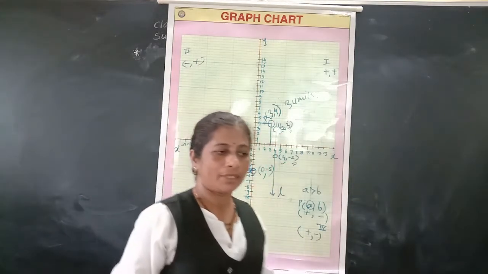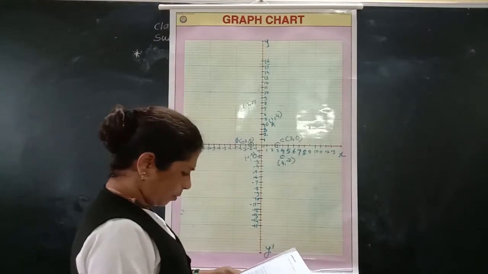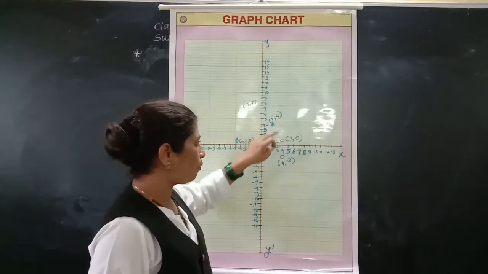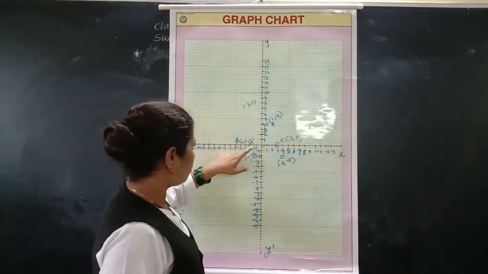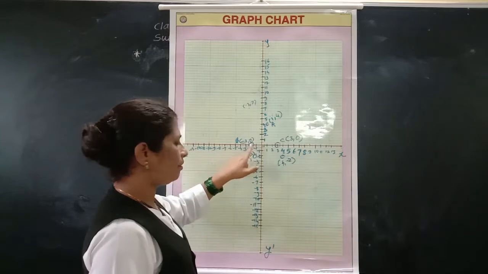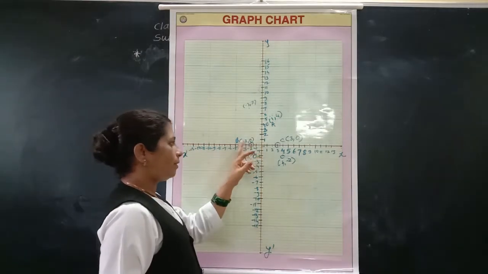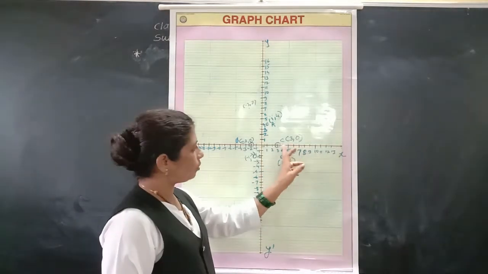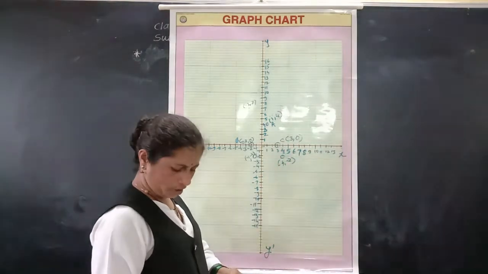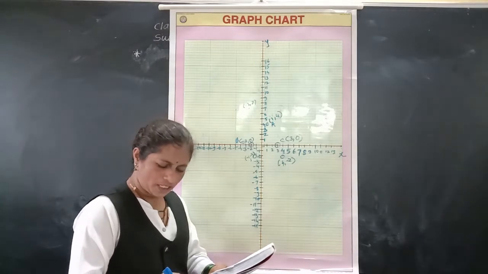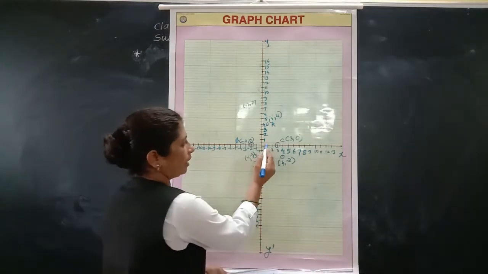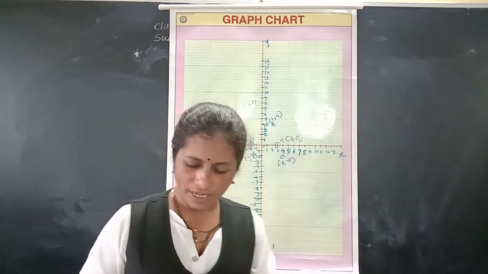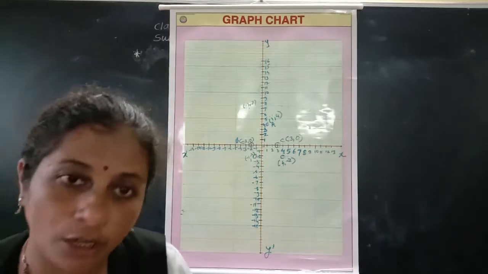Now we will see the next example. Next question: plot the points A(1, 4). I have already plotted A(1, 4) here. B(-2, 0) will come in the negative direction, and C(3, 0) means the positive direction of the x-axis, 3, 0. They ask to take 1 centimeter equal to 1 unit distance, so we have already taken that, right? And name the figure formed by joining these points, and if possible find the area of that figure.